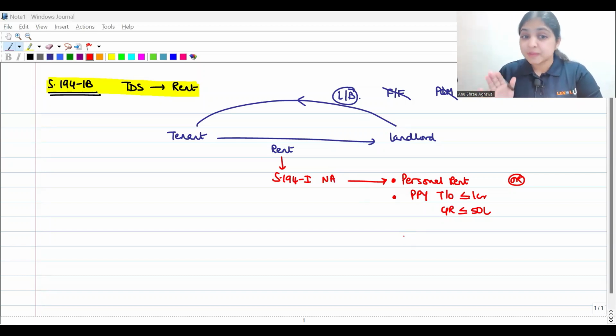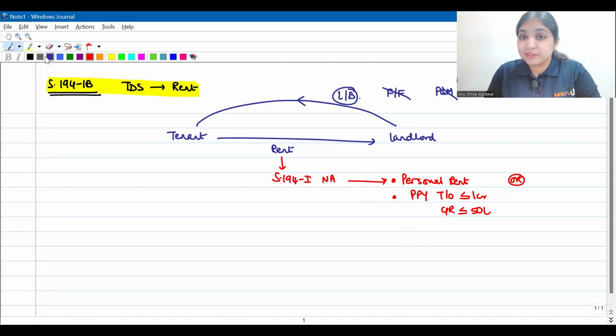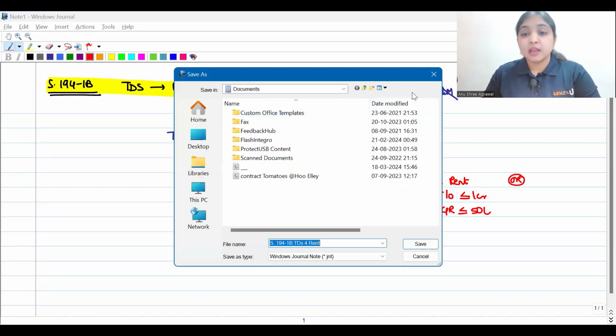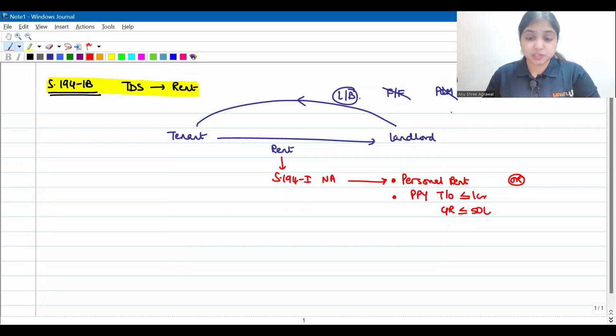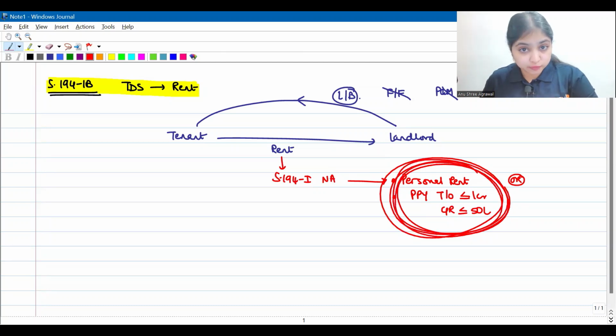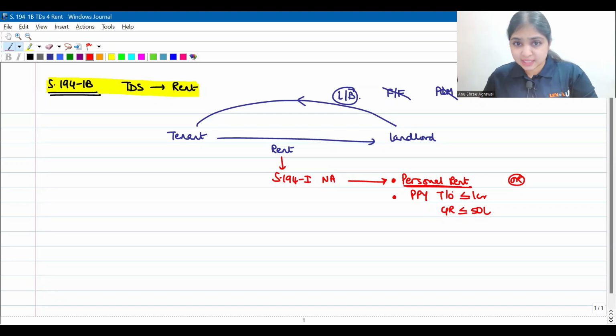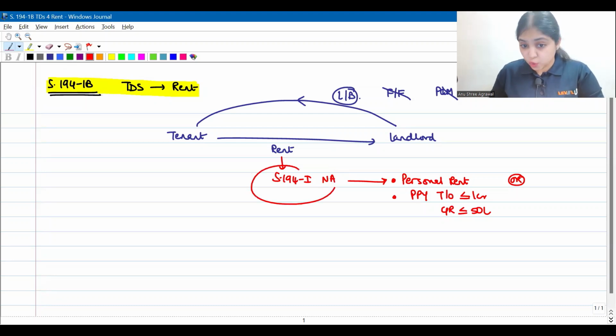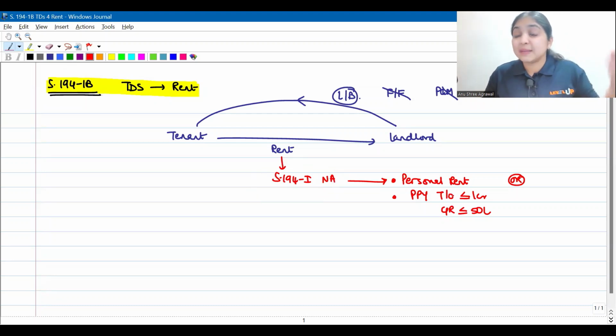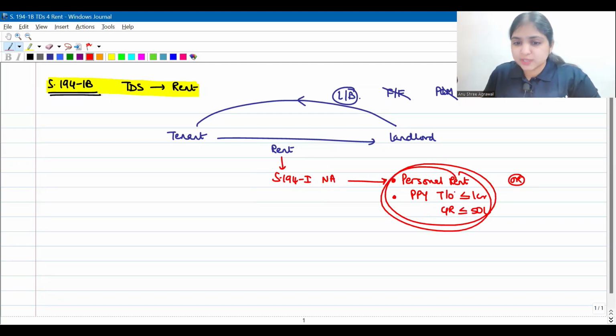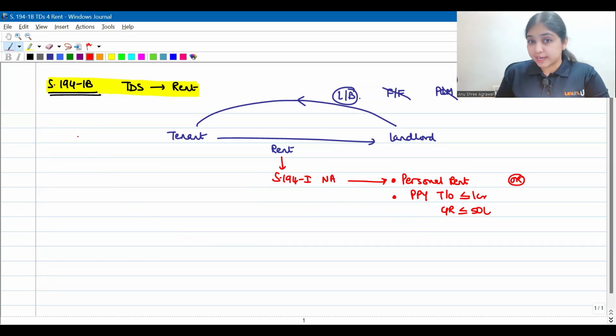Crystal clear, everybody till here? Yes. So point number one, 194IB will apply with respect to rent only relating to land and building, not relating to furniture, fixtures, not relating to plant and machinery. Point number two, it applies to rent only if 194I is not applicable. So I will always think about 194I first. Only if 194I is not applicable because of any one out of these two reasons, only then I think about 194IB. What are the two reasons? Number one, either it is personal rent, that is why 194I is not applicable, or the preceding previous year turnover or gross receipt number is within 1 crore, within 50 lakh, as the case may be. So only for these two reasons, if 194I is not applicable, we will think of 194IB.